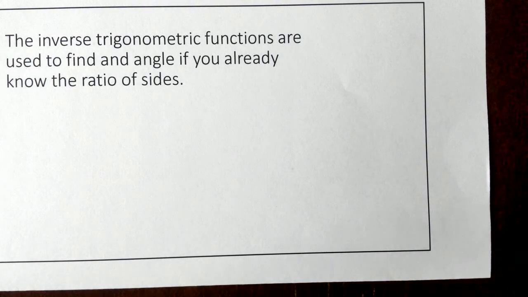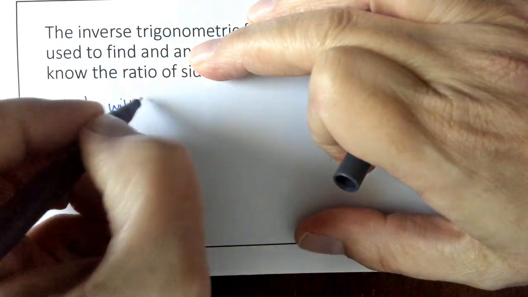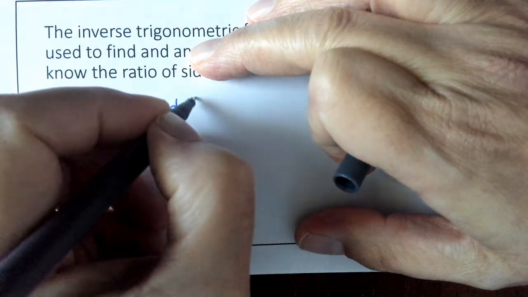Okay, so inverse of sine will undo sine.